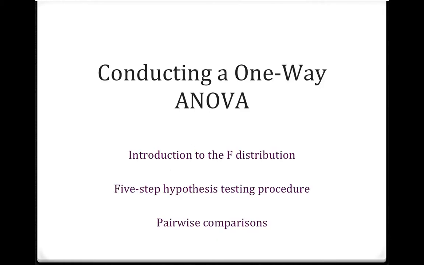For the rest of this video, I'm going to overview some of the main topics related to conducting a one-way ANOVA. I'll introduce you to the F distribution, which is used to approximate the sampling distribution in an ANOVA. We'll review the 5-step hypothesis testing procedure, which is basically the same procedure that we used in previous lessons. And I'll also talk about pairwise comparisons. Then, in the next video, I'll cover using Minitab Express and interpreting Minitab Express output.